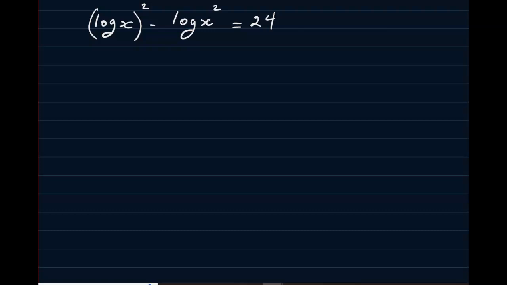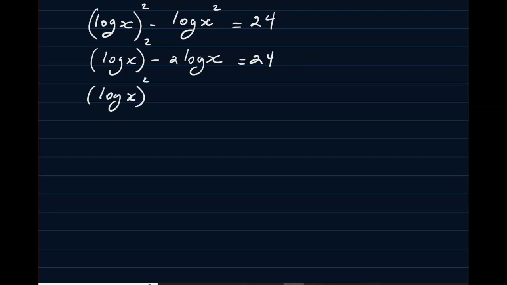When you change the form, the first term, (log x)^2, you can leave that alone, but the second term, log x^2, is 2 log x, according to one of the log laws, and set that equal to 24. Okay, so now I'm going to bring everything to one side. So (log x) all squared minus 2 times log x minus 24, set that equal to 0.